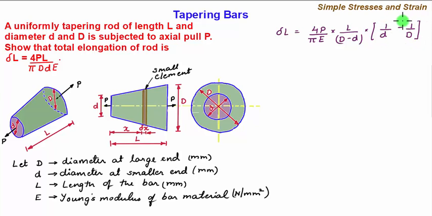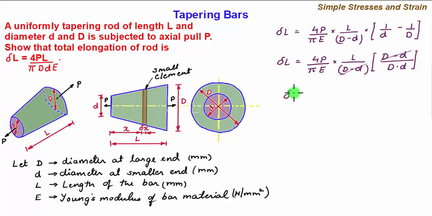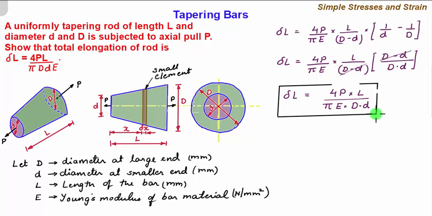Now upon cross multiplication we have delta L equal to 4P upon pi E into L upon capital D minus small d into capital D minus small d upon capital D into small d. Now we see these two terms get cancelled. So now delta L becomes 4P into L upon pi E into capital D into small d. So this is the expression for elongation of a tapering rod subjected to an axial pull P.